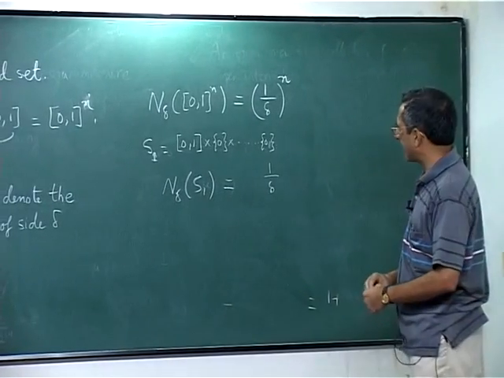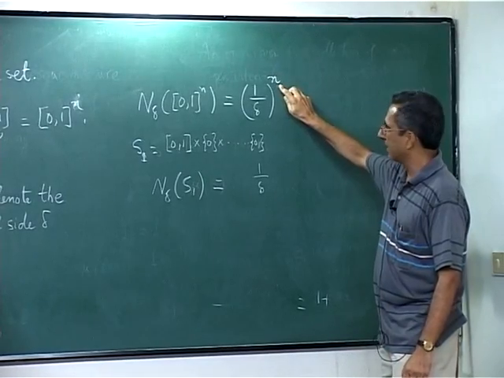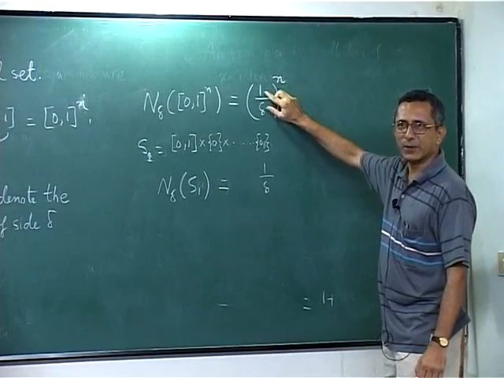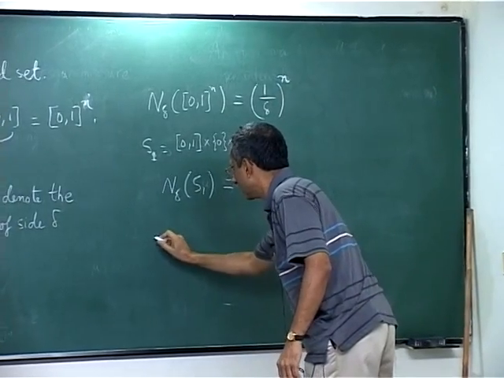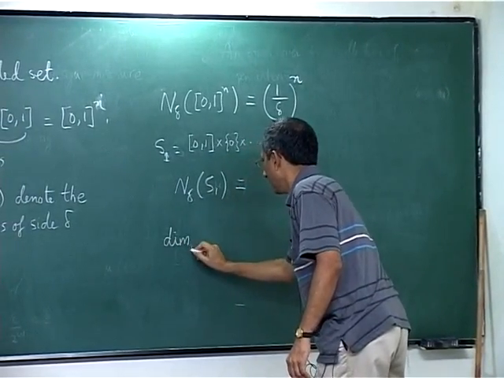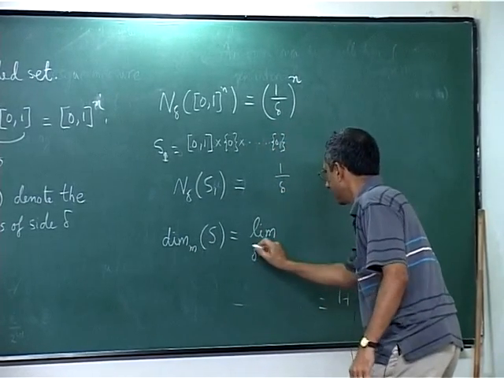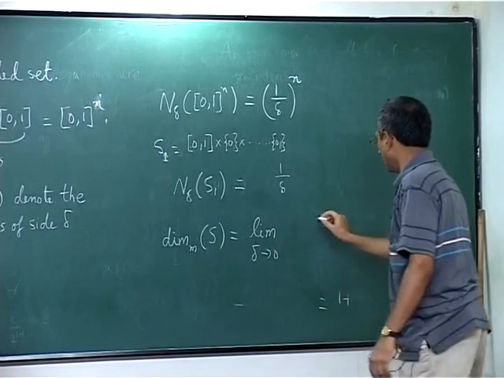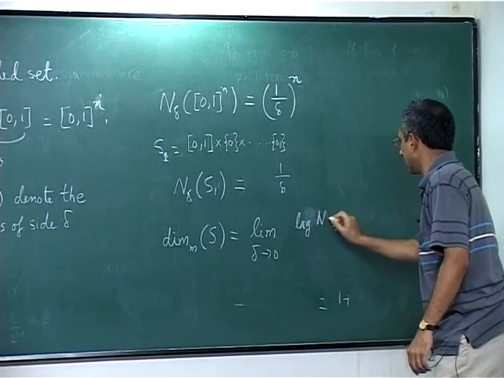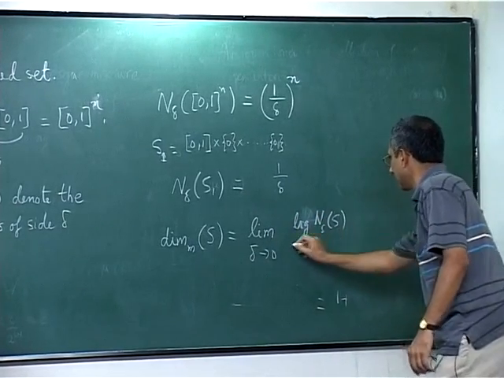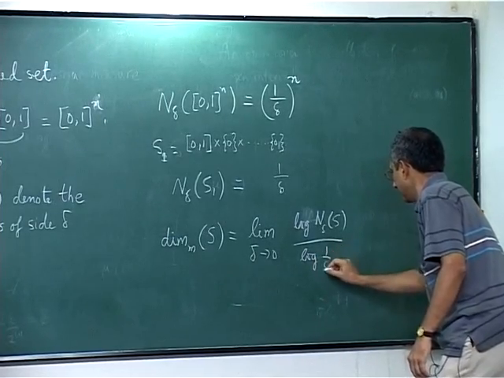So intuitively what seems to be happening is the exponent that is sitting up here should be capturing the dimension, but I also need to be able to arithmetically get rid of the 1 by delta. So you define the Minkowski dimension, let us call it the m dimension m of S, as the limit as delta tends to 0 of the log of n sub delta of S divided by the log of 1 by delta.